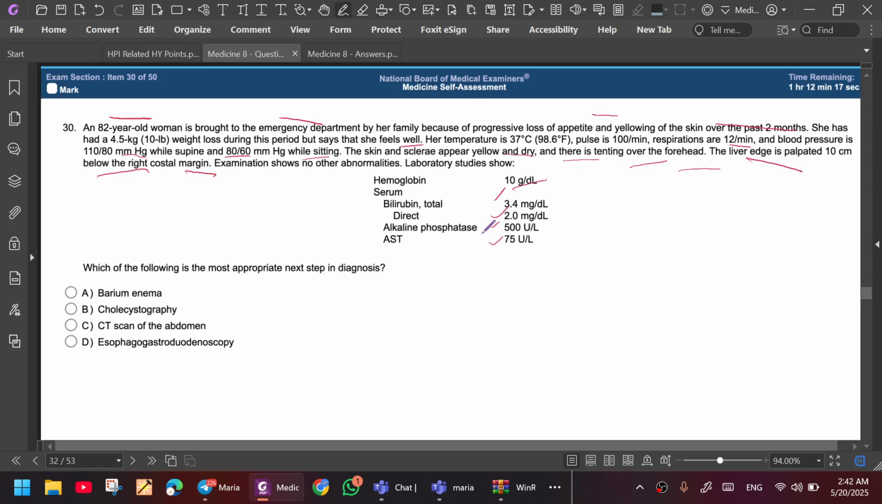Yes, postural hypotension. And the sclera appear yellow, tenting over the forehead, liver is palpated. Direct bilirubin is elevated, ALP elevated, suggesting obstruction.